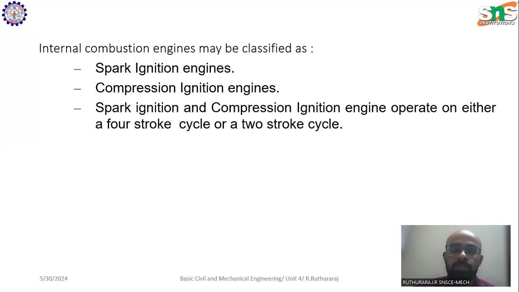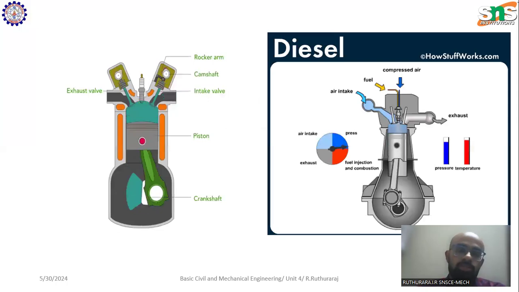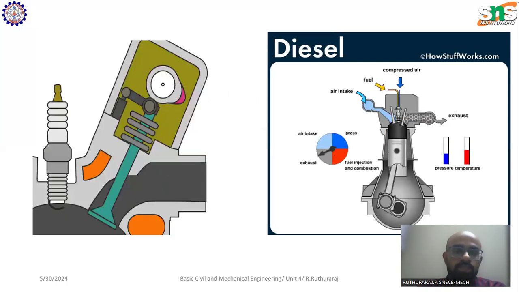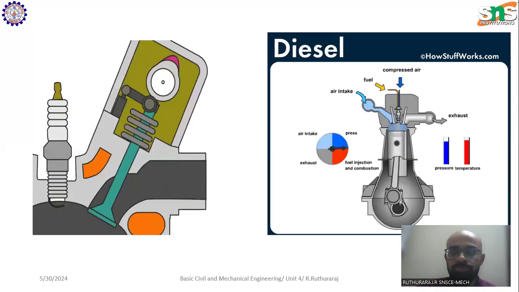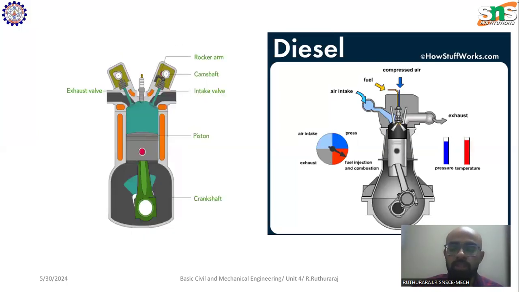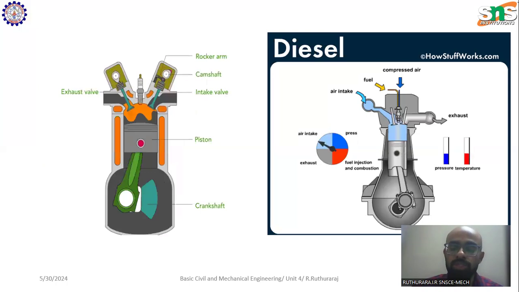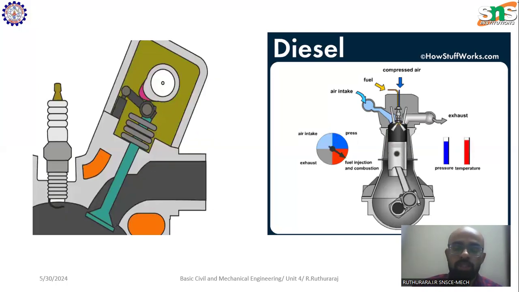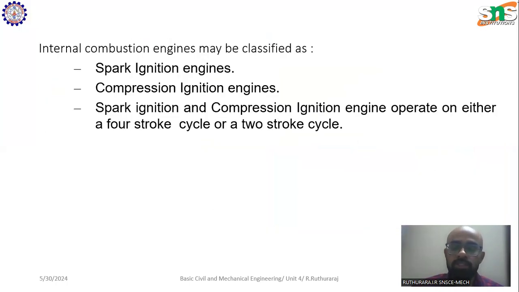A spark ignition engine or compression ignition engine works based on different strokes. As you see in this image, there are different strokes available in an engine. Based on that, the engine may be classified into a two-stroke engine as well as a four-stroke engine. A compression ignition engine is predominantly a four-stroke engine. A spark ignition engine may be either two-stroke or four-stroke.